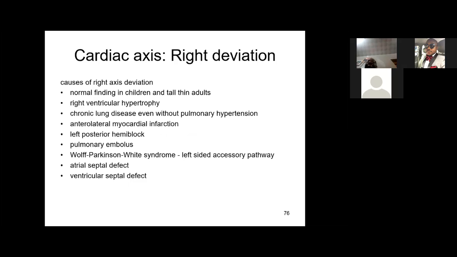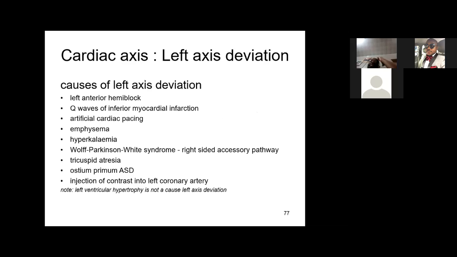Right axis deviation is a normal finding in children and tall thin adults. It may be due to right ventricular hypertrophy, chronic lung disease, anterolateral myocardial infarction, left posterior hemiblock, pulmonary embolus, Wolff-Parkinson-White syndrome, atrial septal defect, ventricular septal defect.